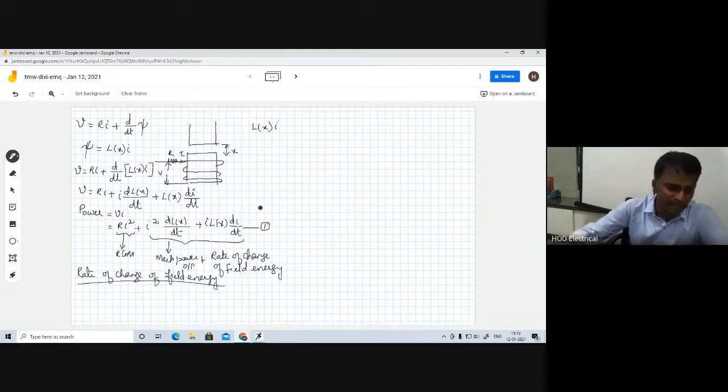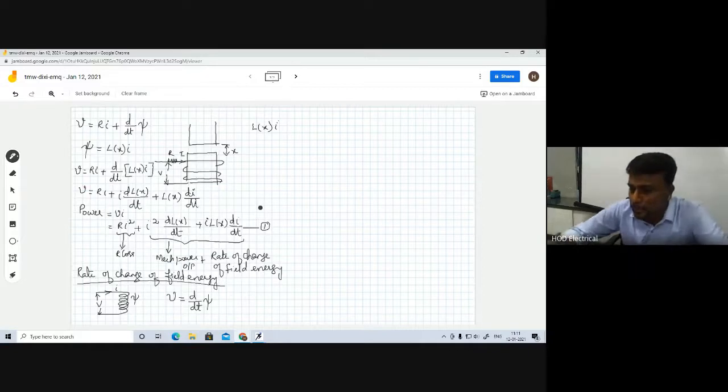In this rate of change of field energy, suppose your winding has only inductance. We are giving the supply here. The supply voltage is V, and the flux linkage will be psi. So from this, what we can write directly is voltage is equal to d by dt of psi, if the resistance is neglected.